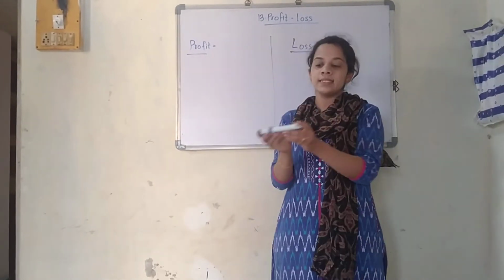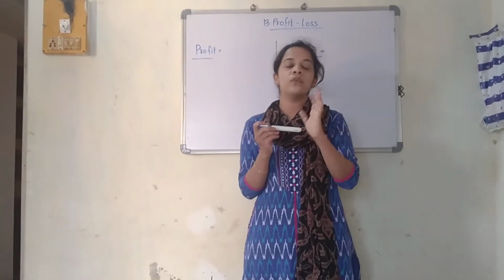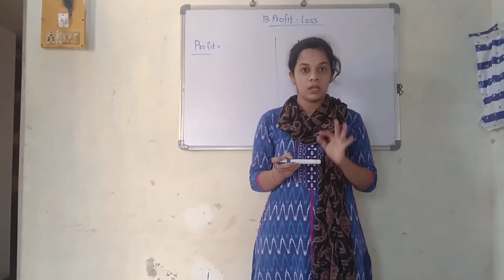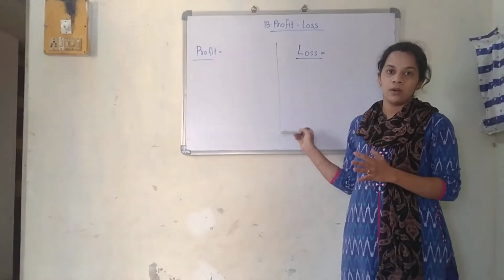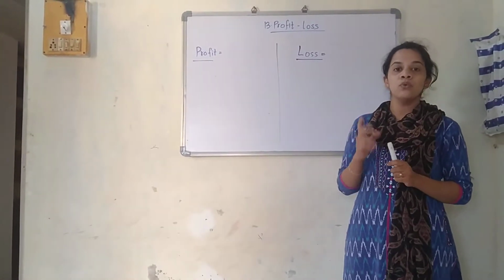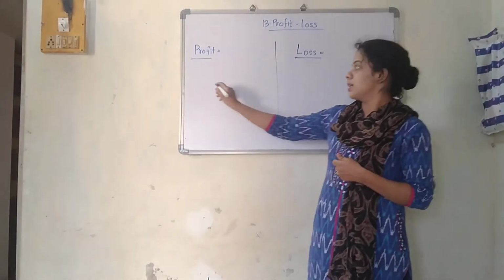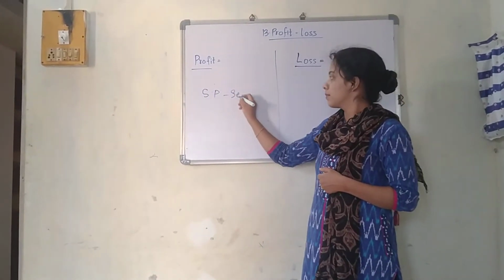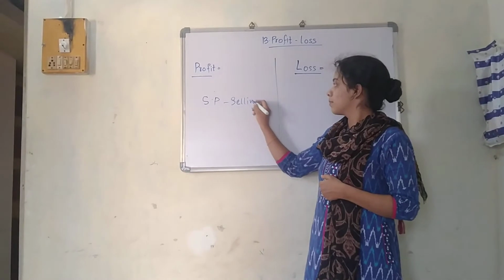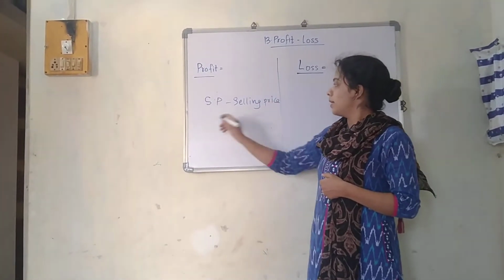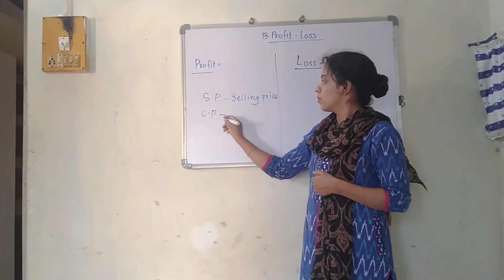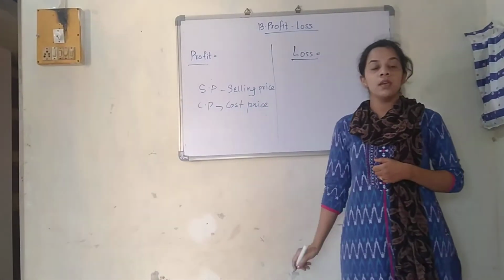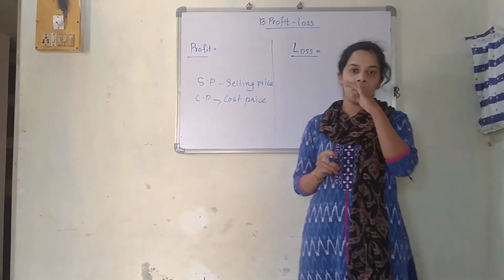But if I purchase this for 25 and I sell it to you for 20 rupees, then I am in loss of 5 rupees. So we will see this concept of profit and loss. For profit and loss, two concepts are very much essential: selling price, that is called SP, and the next concept is cost price. Now what is meant by selling price and what is meant by cost price?